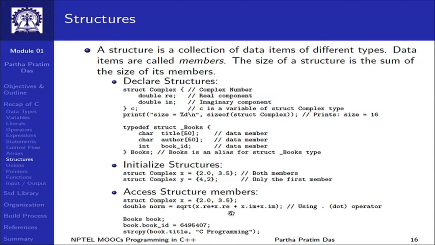Then every component of a structure can be accessed by the dot notation, the dot operator we are showing here. So, if x is a complex variable, a structure variable, then the RE component of this variable x is written as x dot RE. Similarly, here book is a structure of the above type, books type. So, it has an ID component, which is book dot ID. So, we use the dot notation to access the structure components.